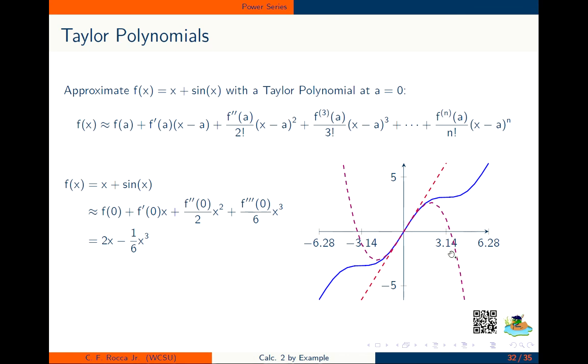It's not a great approximation. It's not a perfect approximation, but it's better, okay? It's still not very good when we get out beyond pi or negative pi. We can continue this process and find the fifth degree polynomial using this same formula.